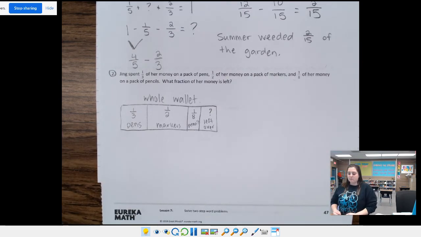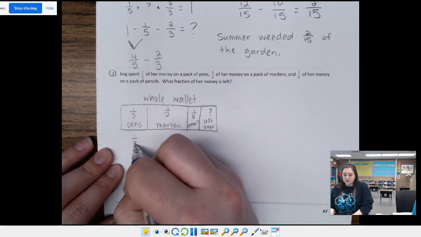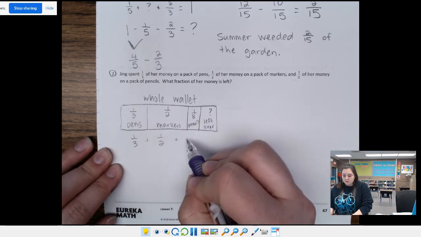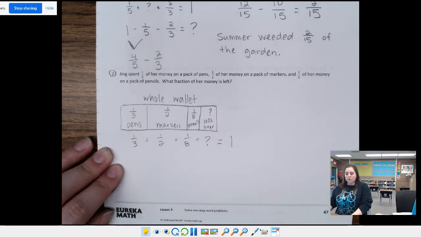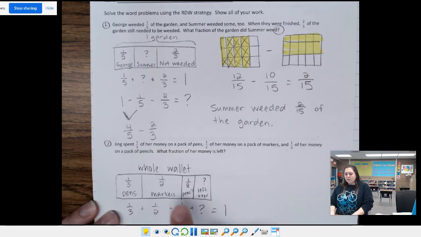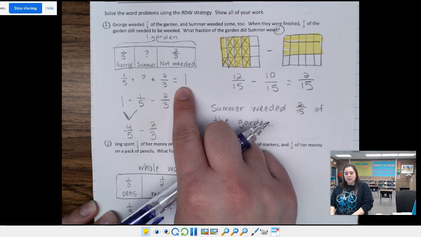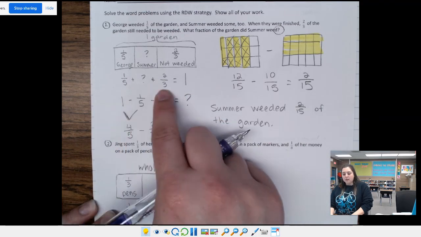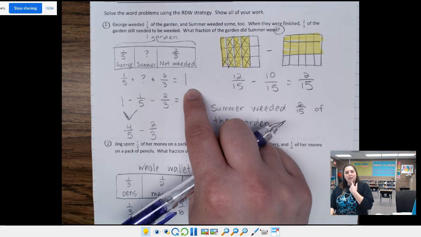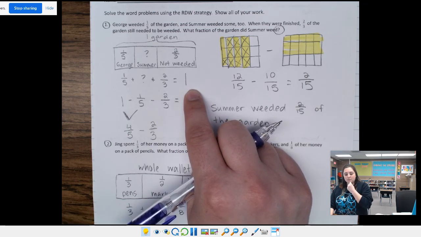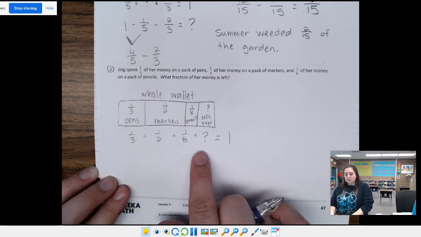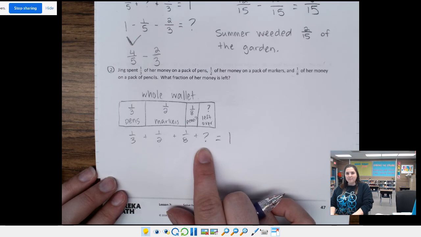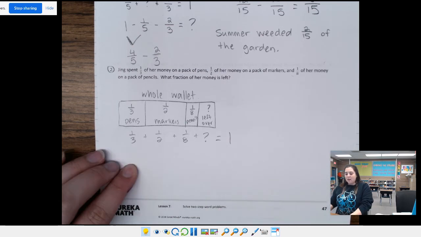So here's what I do know. If I took 1/3 plus 1/2 plus 1/8 plus the mystery amount, that should equal 1. We have to figure out what this is. Kind of reminds me of what we had up here. We said George plus Summer plus the not weeded should equal 1. And how did we figure out how to solve that one? I turned it into a subtraction problem. Could you do the same thing here to figure out what the mystery number would be? Maybe. All right, give it a shot.